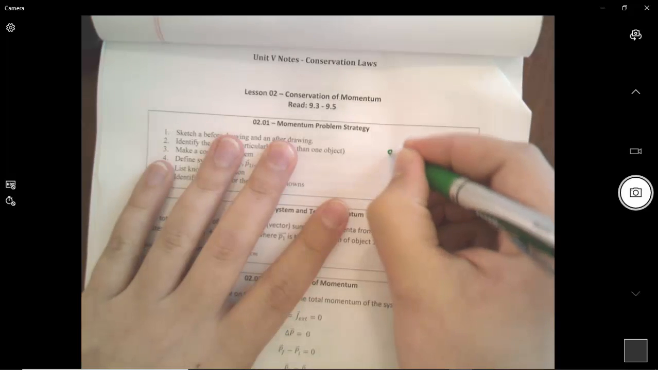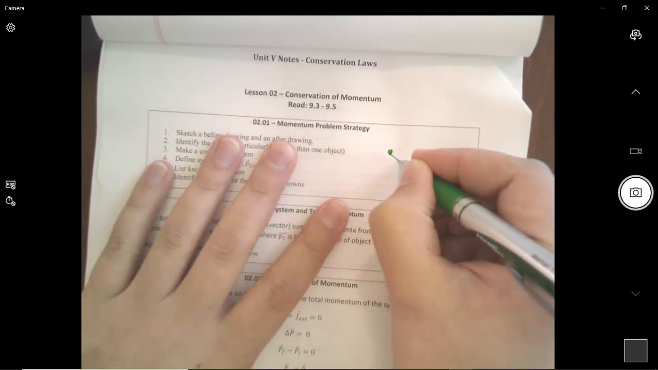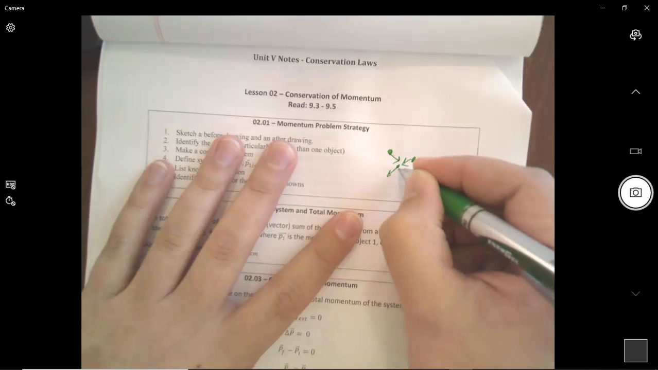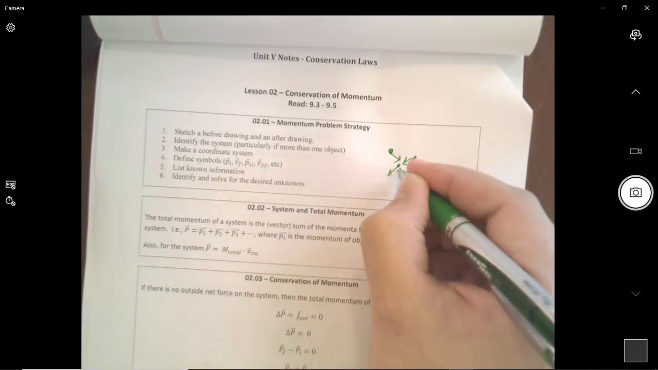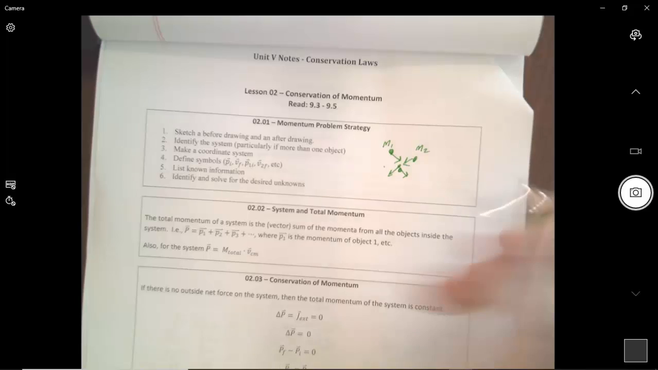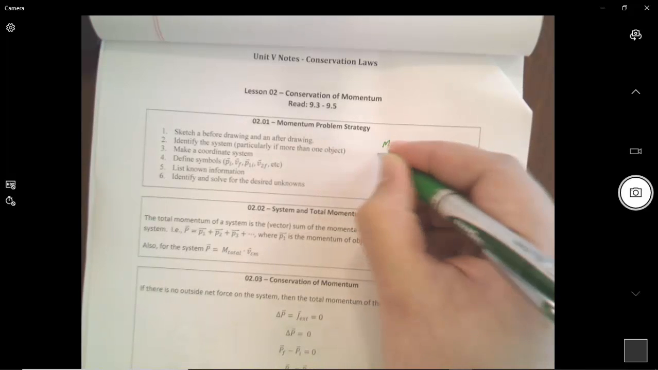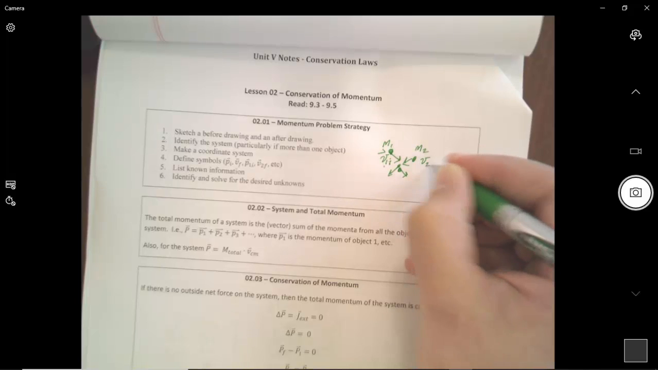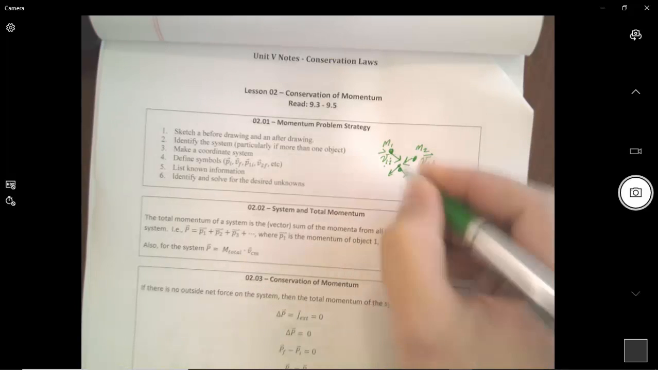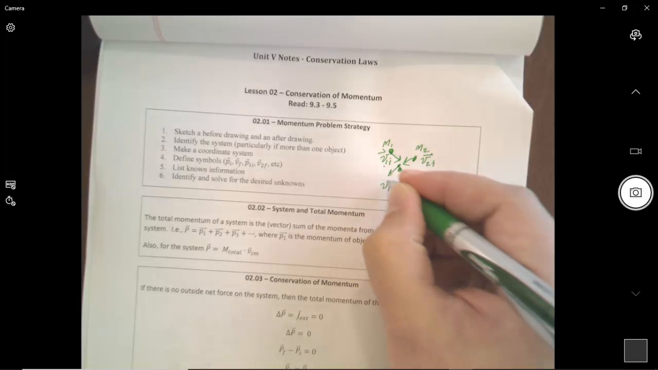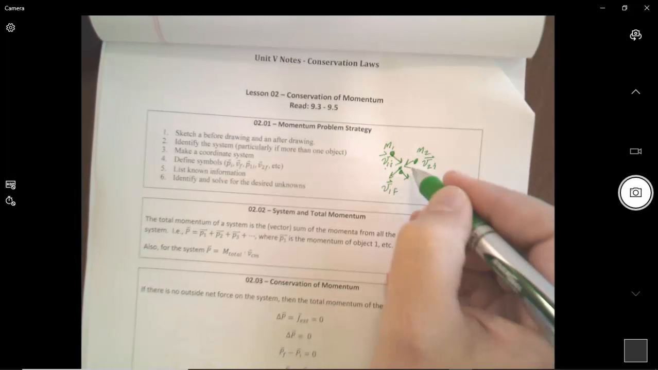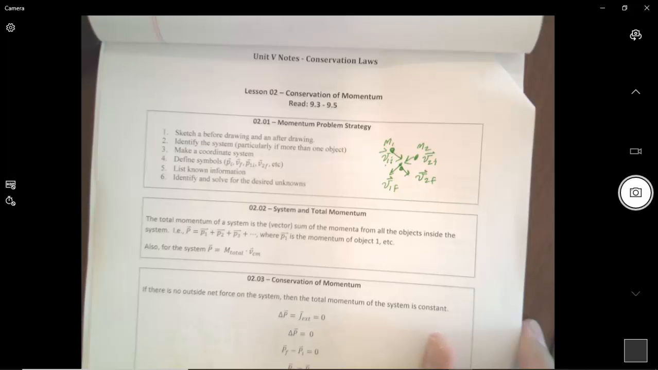If we have a ball and they're flying, maybe these are pool balls, and they run into each other and they bounce off, each of them is going to have a mass and an initial velocity, and after they run into each other and bounce off, they're going to have a final velocity. So these two pool balls are our system.